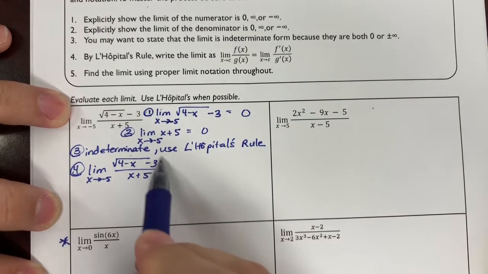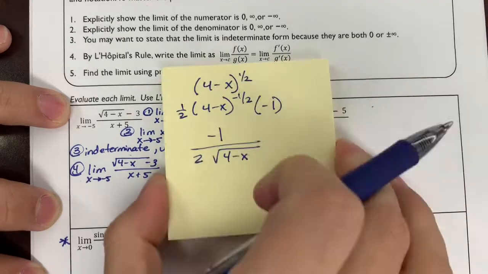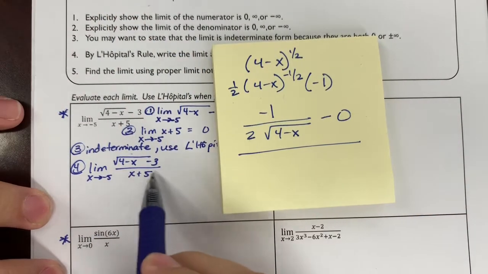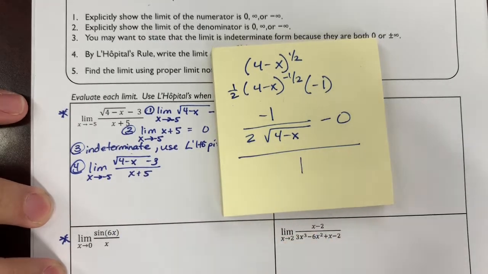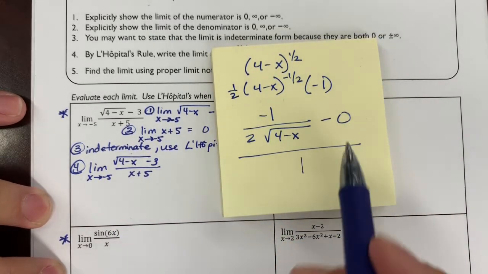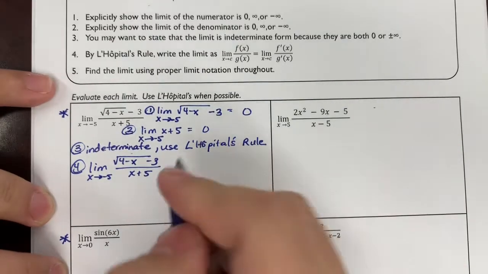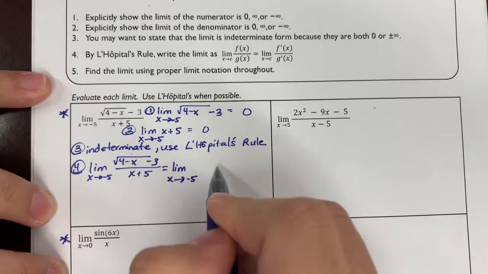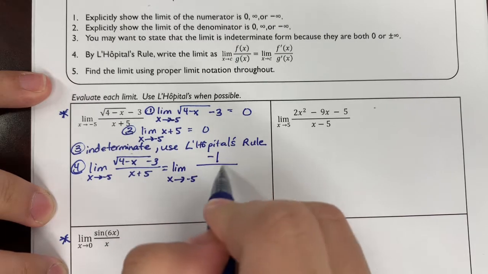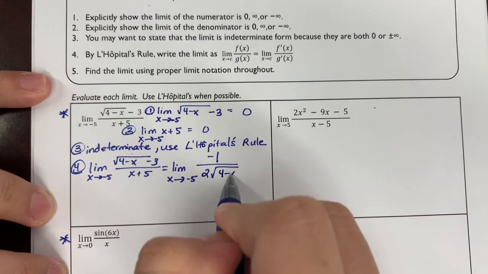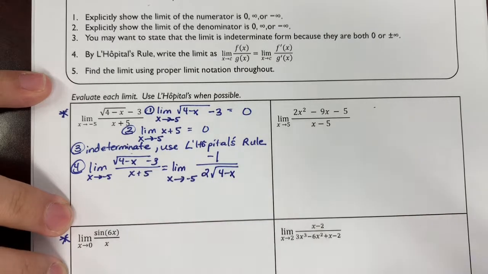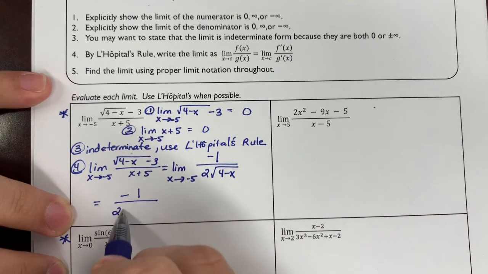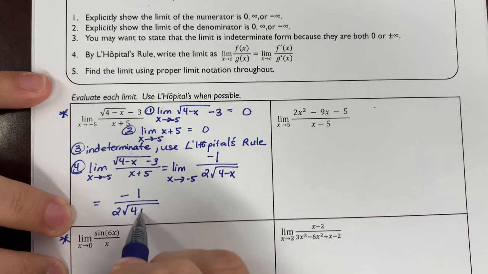Well, the derivative of that constant is just going to be 0, so it'll be all of this minus 0, and then divided by, if I took the derivative of the bottom, the derivative of x is just 1. So this minus 0 divided by 1 is just this itself. So that's equal to the limit as x approaches -5 of -1 over 2 square root of 4 minus x. Now if I went ahead and plugged in -5 into this, that's going to be the same thing as -1 over 2 times the square root of 4 plus 5.